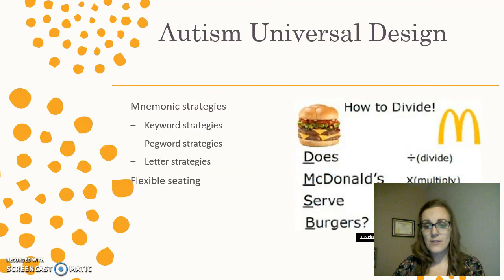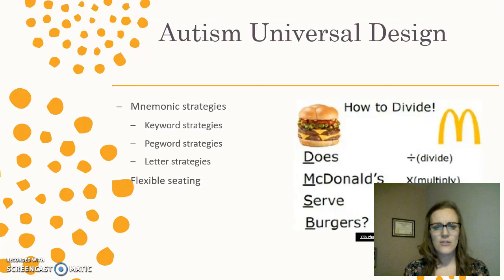So for universal design for students with autism spectrum disorders, our book suggested mnemonic strategies. This will play well to some students' ability to memorize things. Some students with autism really have the ability to memorize things, and so this would be a great way to allow students to memorize things.